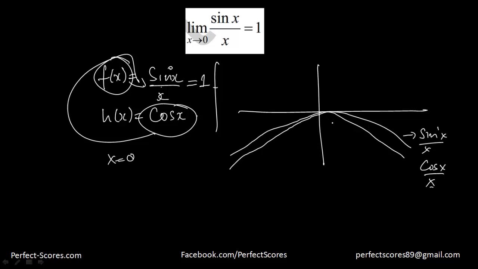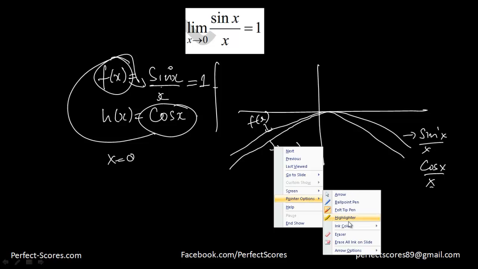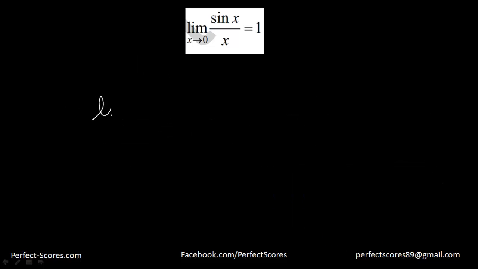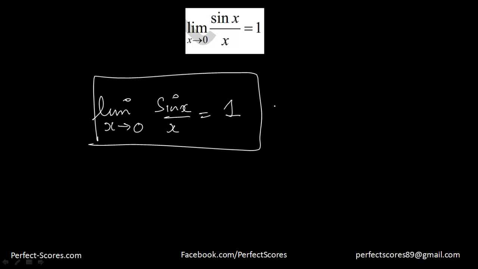I might have drawn this a little not scaled to the actual diagram, but this is going to be the function f of x, and this is going to be the function h of x. What I want to say at the end is that this is a special limit: the limit of x tends to 0 of sine of x over x is equal to 1. This is something that will lead to a lot more different things going forward. So suppose you're understanding this, moving forward to the next one.